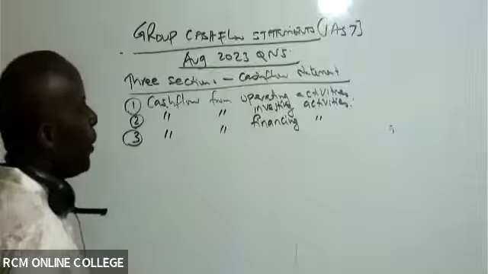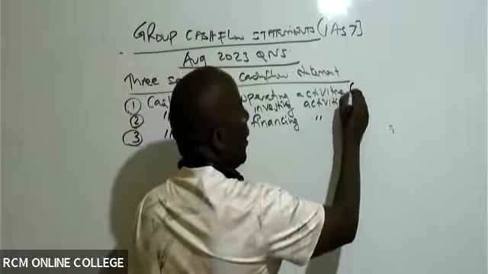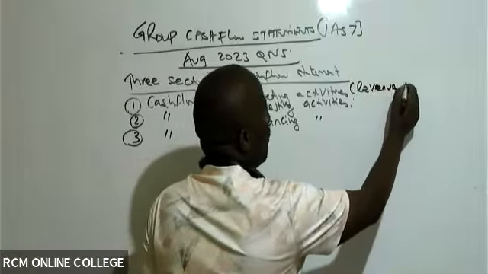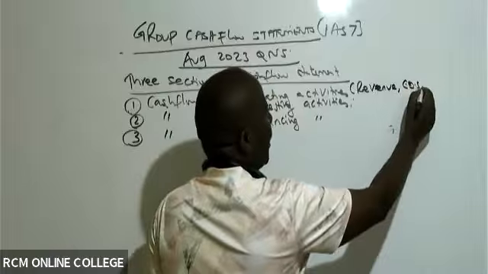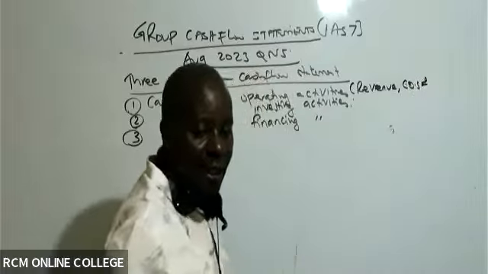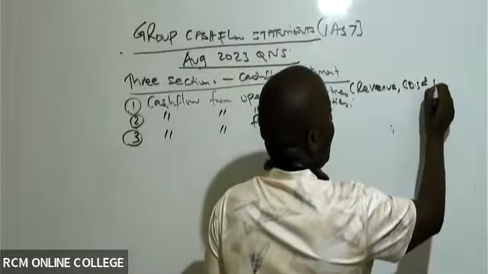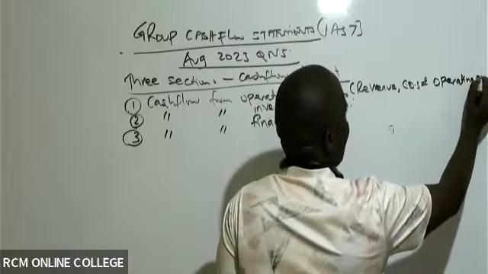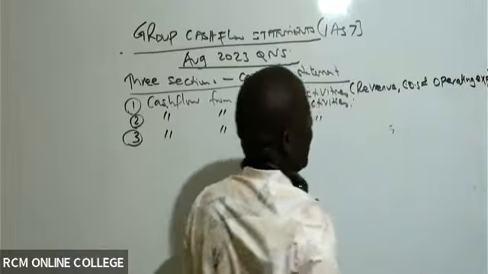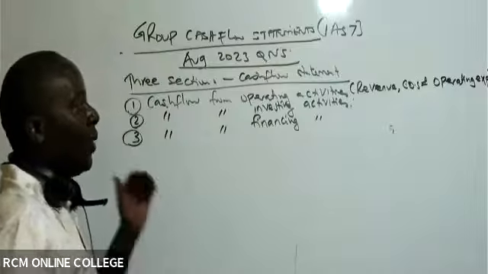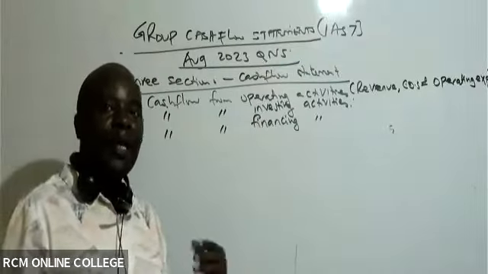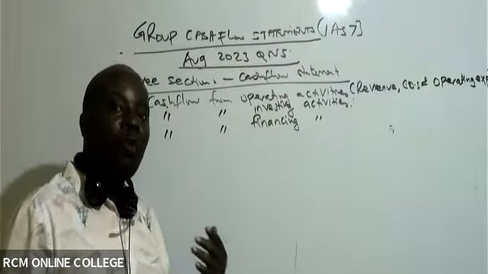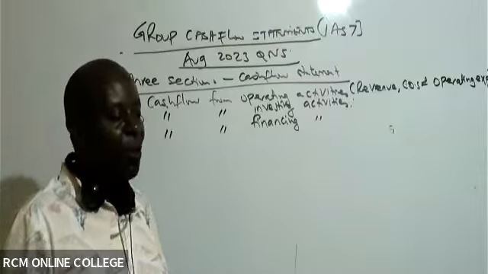So basically, when we talk of operating activities, we are looking at revenue, cost of sales, and operating expenses. Those 3. Our revenue, our cost of sales every day. When we sell things, you're going to be declaring this cost of sales. And you're going to have in this case operating expenses.